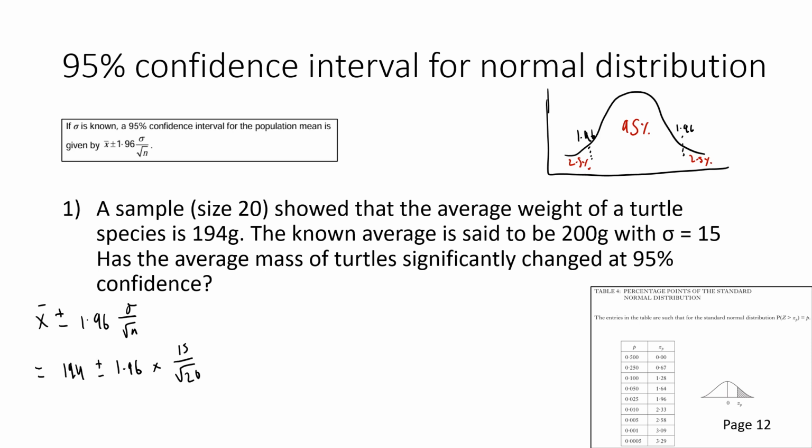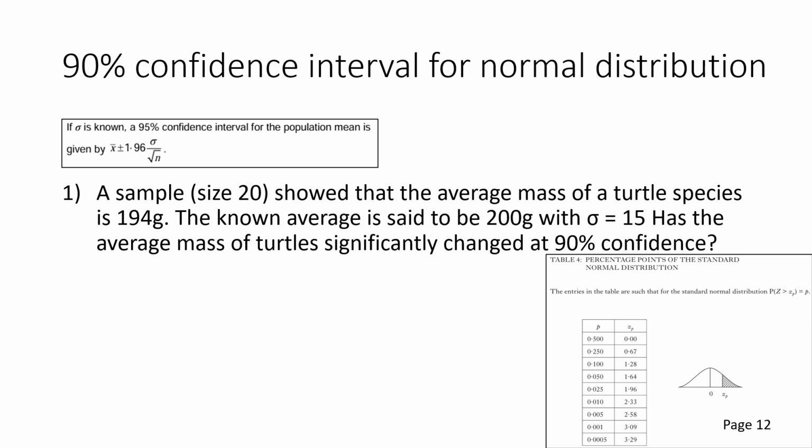Now, if we get the answer to this formula, the upper limit would be 200.6 and the lower limit would be 187.4. So this means if you do the sample again, a sample set of 20, 95% of the average sample means would lie in this range. And since the upper limit, 200.6, is greater than 200, we cannot say that the average mass of turtles has significantly changed.